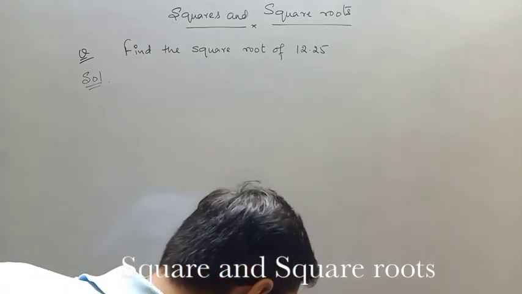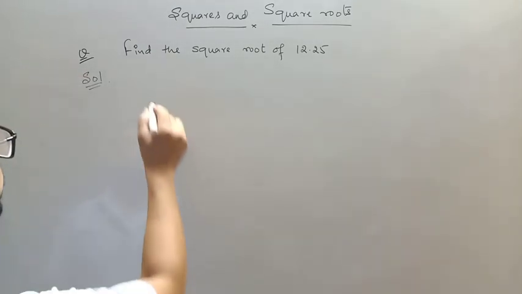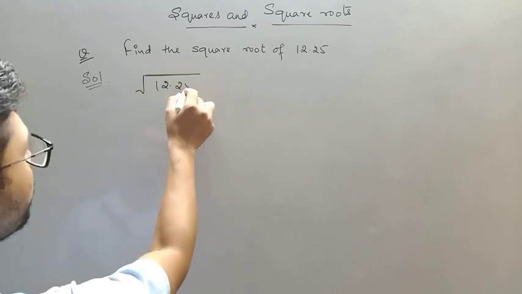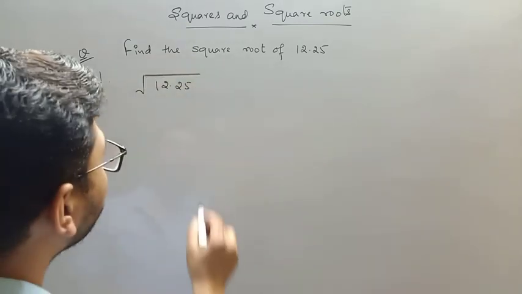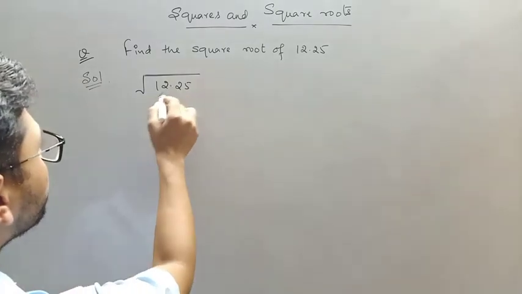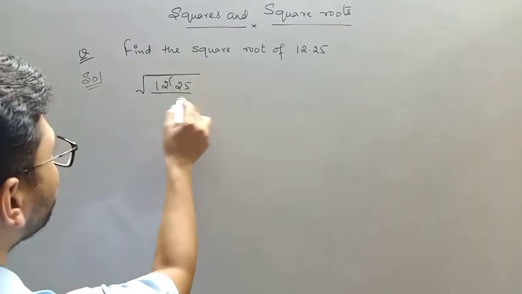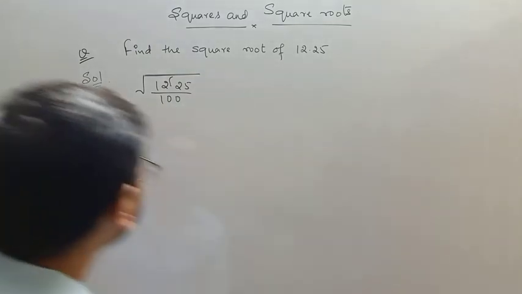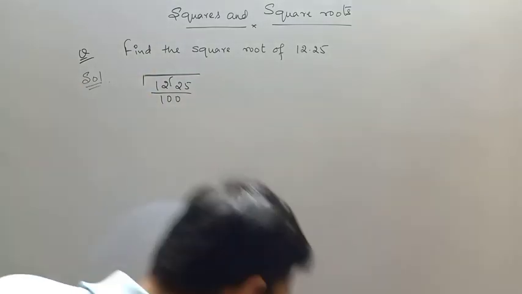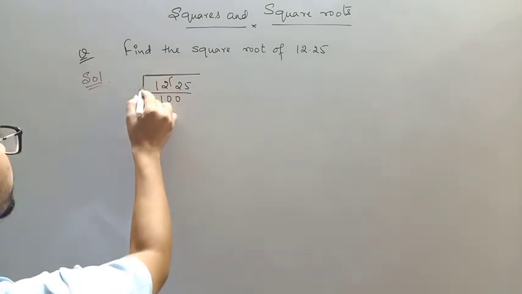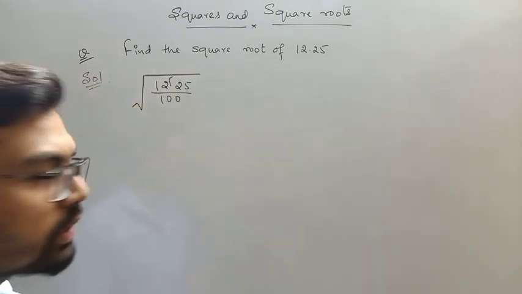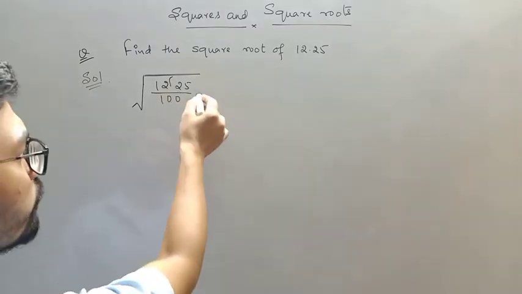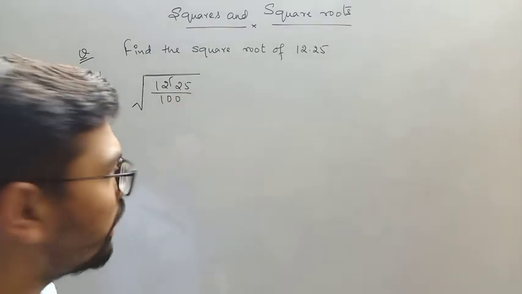12.25. So 12.25 can be written like this. If I remove this decimal, I can put 100 in the denominator, right? And this whole is in square root. Now, first I take the square root of 1225 and then the square root of 100.